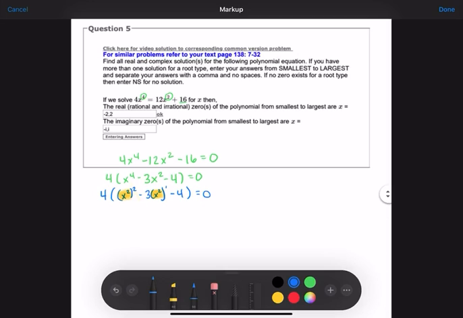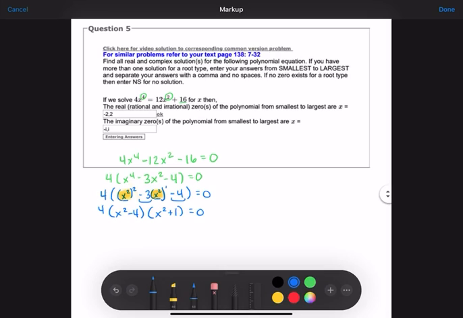So I have a leading coefficient of 1, so I'm looking for factors of negative 4 that add to negative 3. So those factors are going to be negative 4 and 1. But instead of doing x minus 4, x plus 1, I'm actually going to do x squared because that is kind of my variable right now. So I have x squared minus 4 and then x squared plus 1 equal to 0.